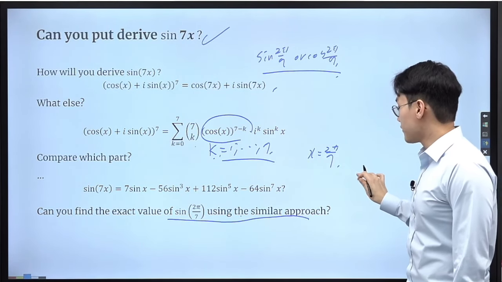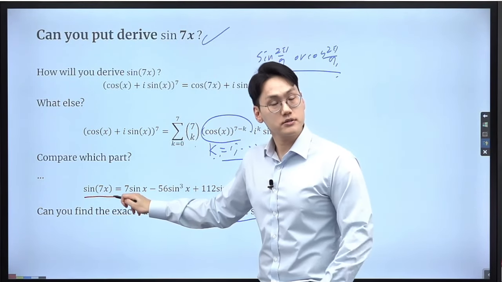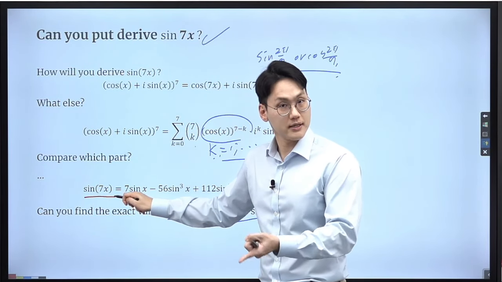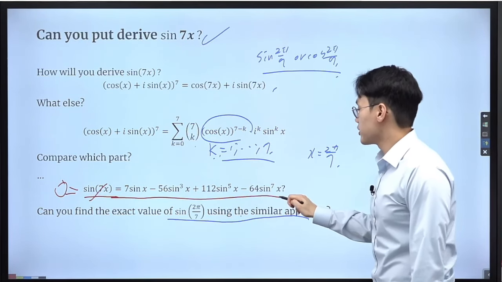So if you have done that here, what you realize is that if you put the 2 pi over 7 here, 7 times 2 pi over 7 becomes 2 pi. Sine 2 pi is indeed 0. So then you can have a polynomial here using the substitution.